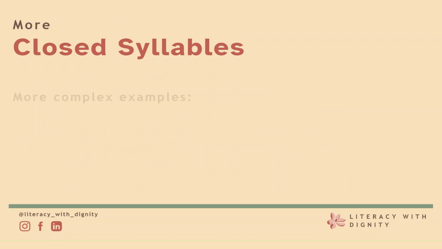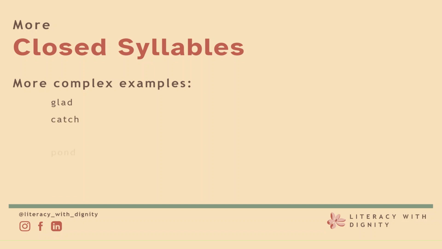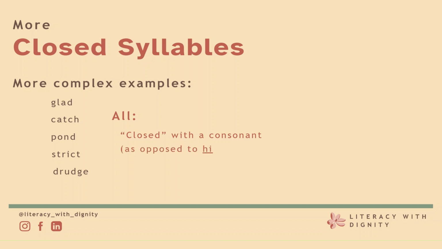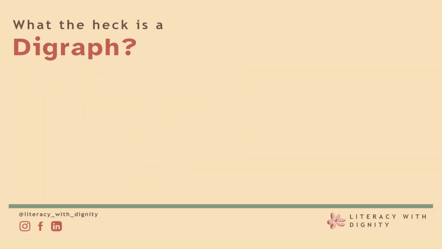Here are some more closed syllables. As the module goes on, you're going to see some more complex examples of closed syllables, such as glad, catch, pond, strict, and drudge. Notice all of these are closed with consonant sounds, more than one in some cases, but they're all closed with consonant sounds, as opposed to high or rate. Notice that those end with vowels, and they have long vowel sounds.